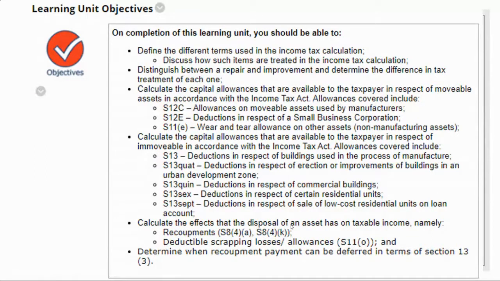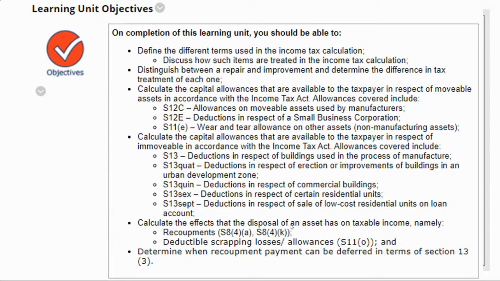Then you have to distinguish between repairs and improvements. Now, the one you would be allowed to take off as a deduction when you do your taxable income calculation, whereas improvements would be seen as capital in nature, and that would form part of your base cost, which we will look at in the next session when we discuss your taxable capital gain items.